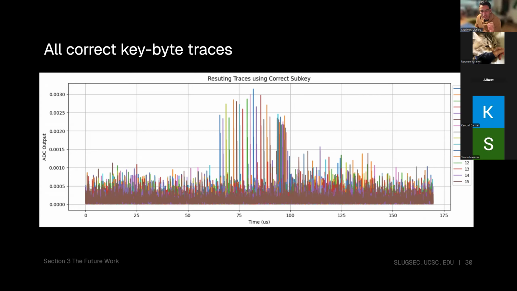So that's the gist behind DPA. We take the difference between on and off. We average these specific groups. We take the difference of these averaged groups, and it gives us these traces that point out to us the key.